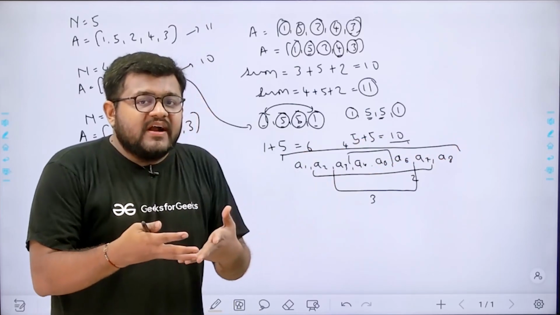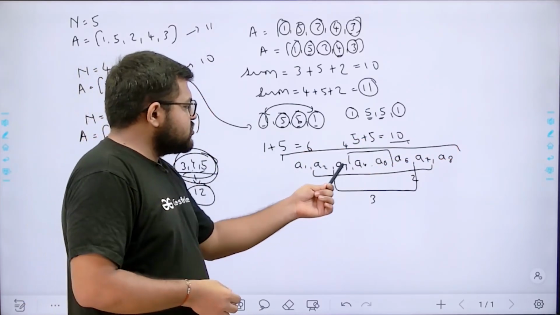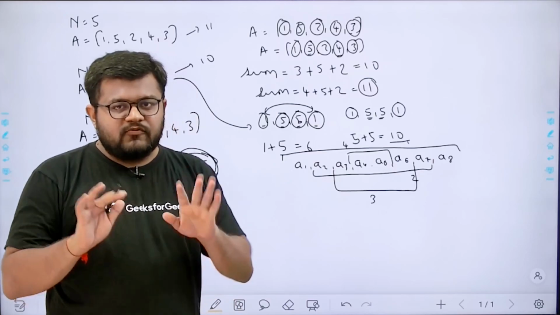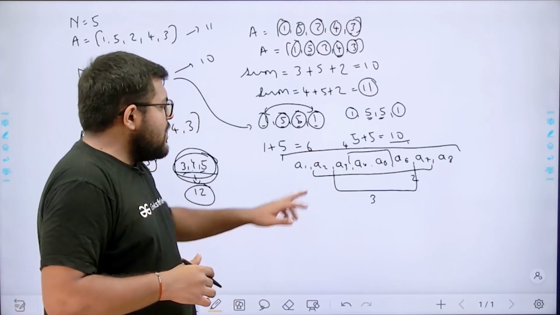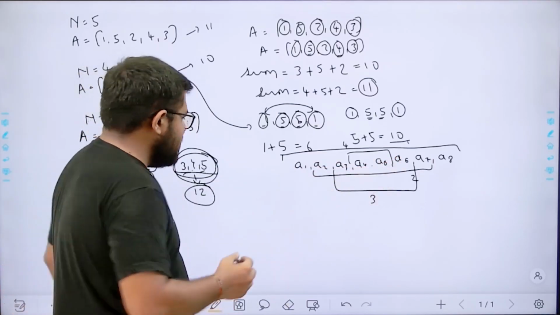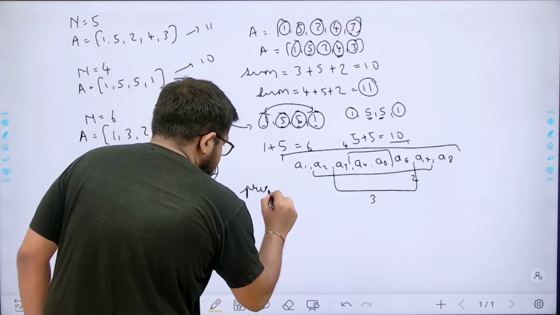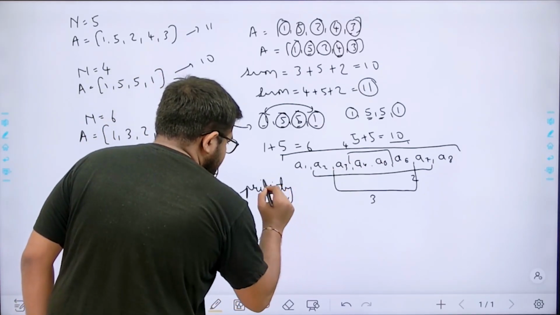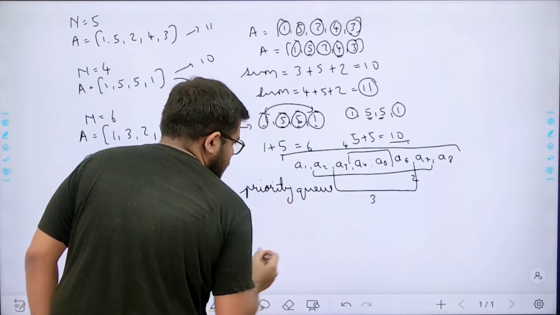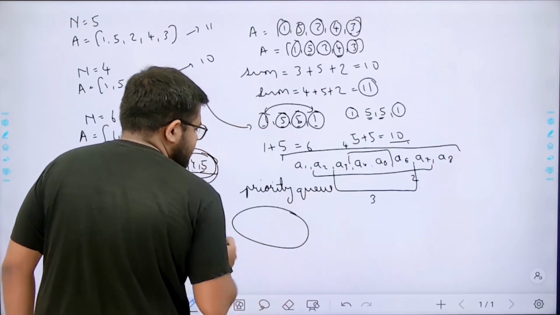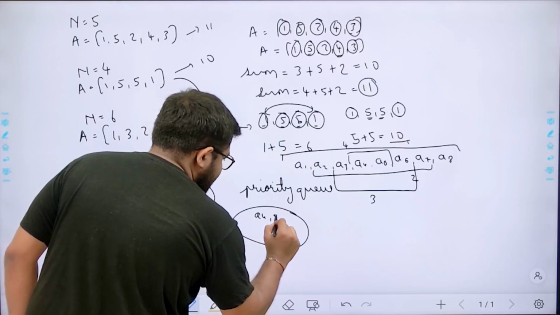So what is the advantage of this? In the fourth step I will have A4 and A5 to select from. I know that. So what I'll do, I'll put A4 and A5 in a priority queue. Okay, so let us assume this is our priority queue. I pushed A4 and A5 in it.